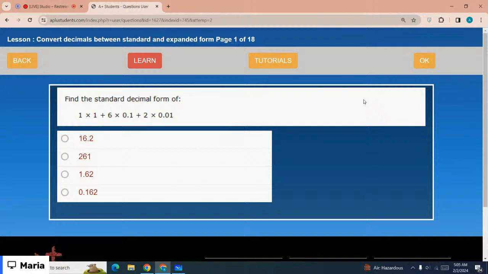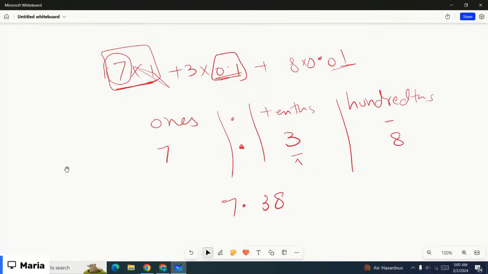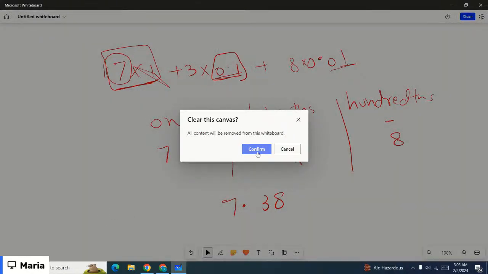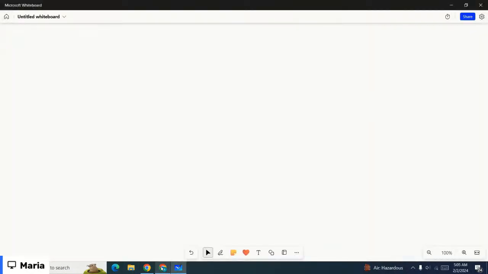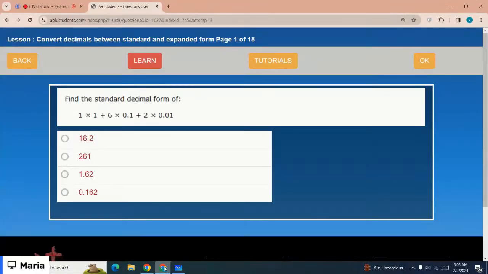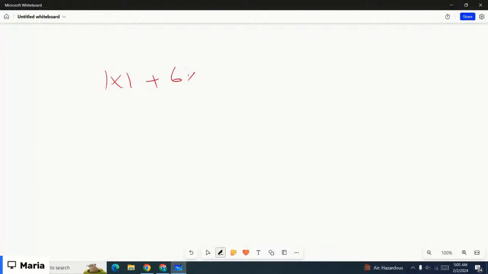Find the standard decimal form of 1 times 1, 6 times 0.1 and 2 times 0.01. Let me write it down on the board. So that is 1 times 1 plus 6 times 0.1 and plus 2 times 0.01. The first digit is the one that you have to place over this place value. 1 times 1 means that is the digit you have to place at the ones place.